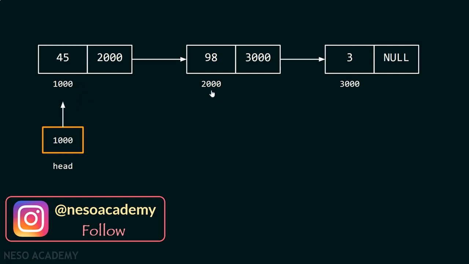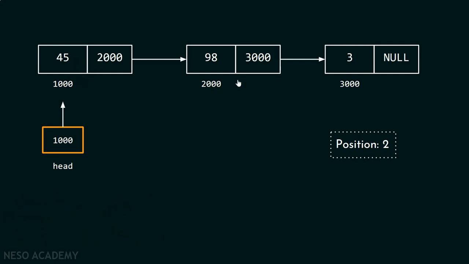And here, let us suppose we want to delete the second node of this list, that is the node at position 2. I'm assuming here that this node is at position 1, this node is at position 2, and this node is at position 3. And we want to delete this particular node which is at position 2. Now let's try to understand how to delete this particular node.